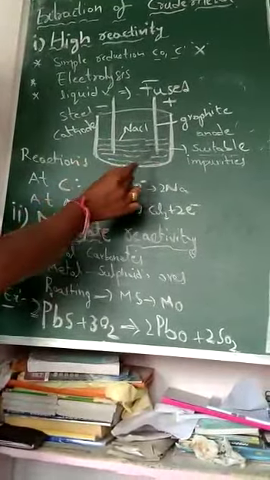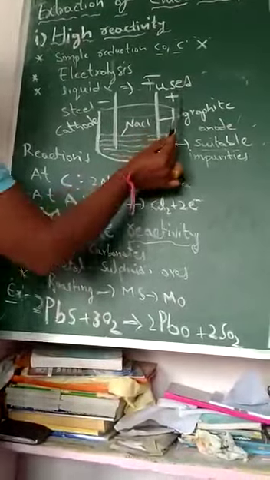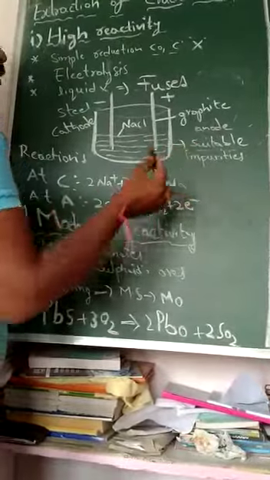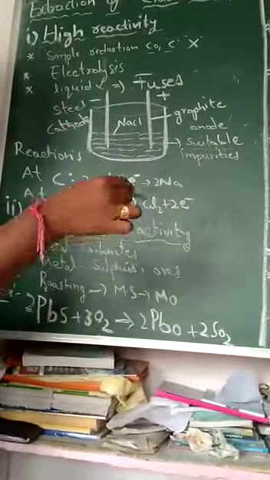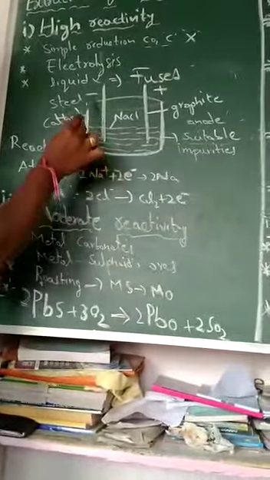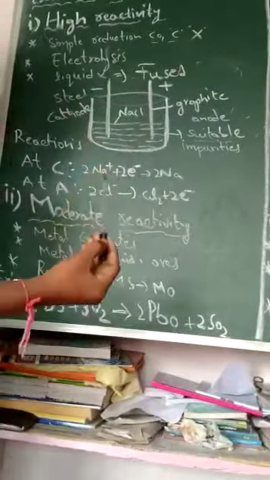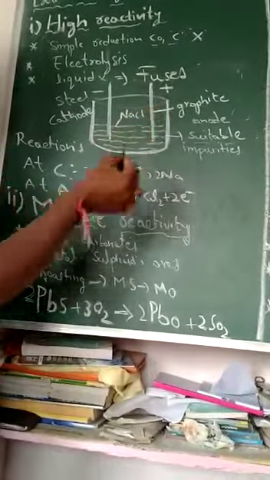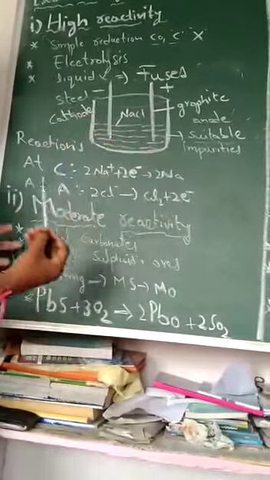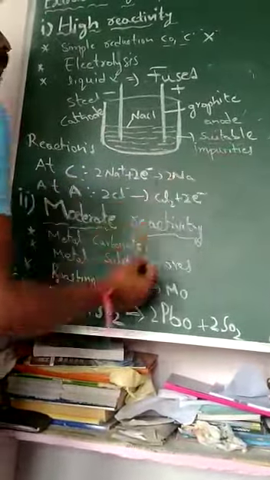So here two electrodes are taken. The two electrodes are the positive graphite anode and the negative steel cathode. All cations, positively charged ions, move towards the negative electrode, which is called the cathode. All anions, negative ions, move towards the positive electrode, which is called the anode. For reduction of the electricity bills, we add some suitable impurities.